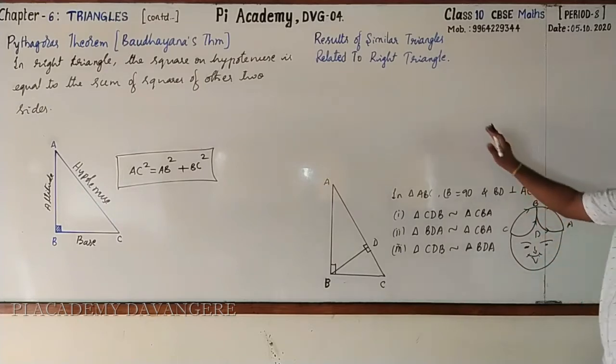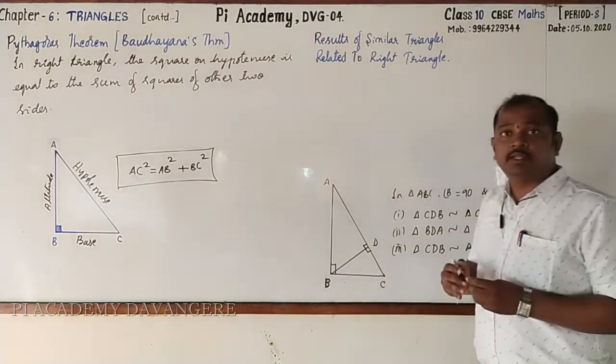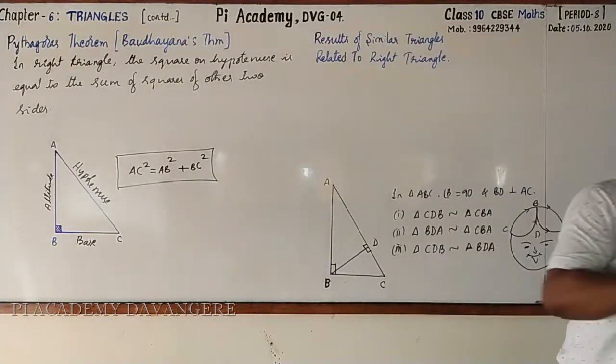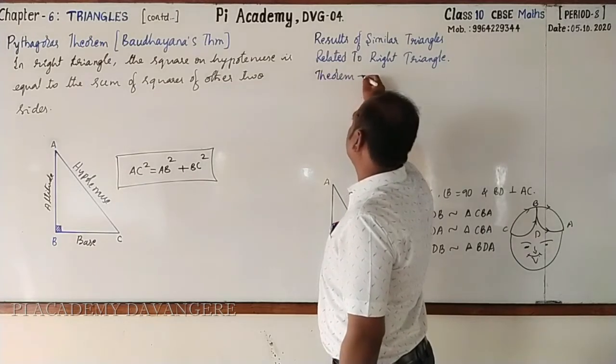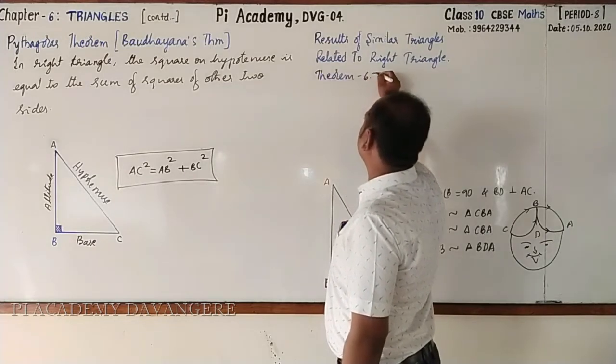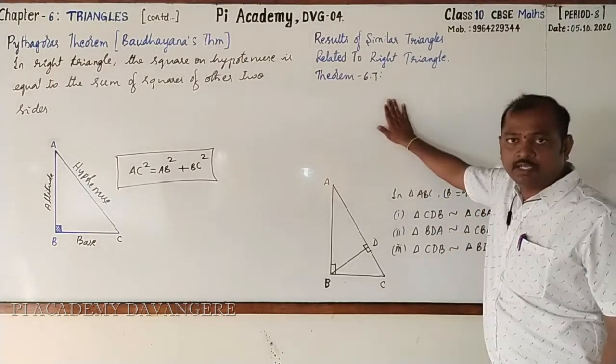Got it? Now I am going to write the statement, and this statement has been given as a theorem. That is theorem 6.1. No proof. Theorem 6.7. I'll tell you the statement.